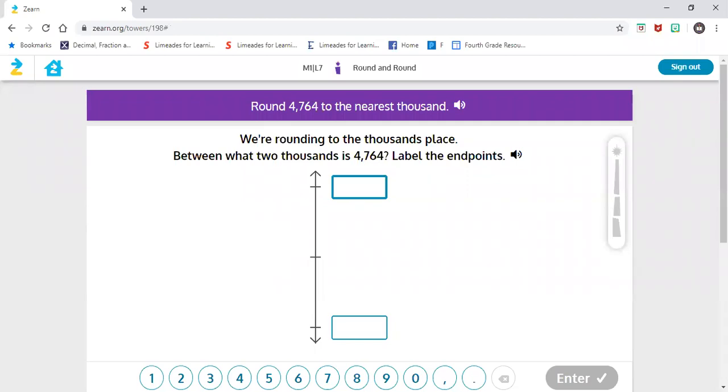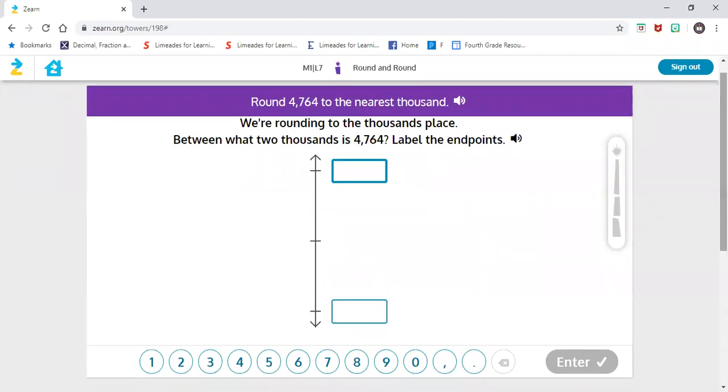Okay, so we're going to round to the nearest what place? Thousands place. So that's exactly where we need to be concentrating, in our thousands place. So let's look at our thousands place and see what number we have.